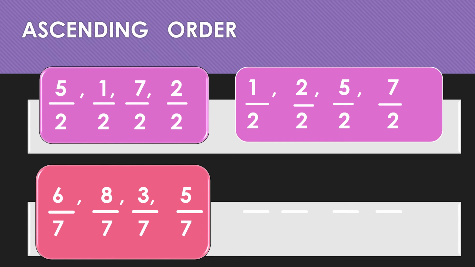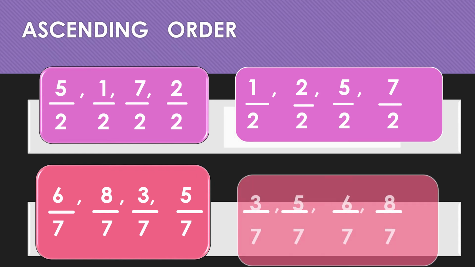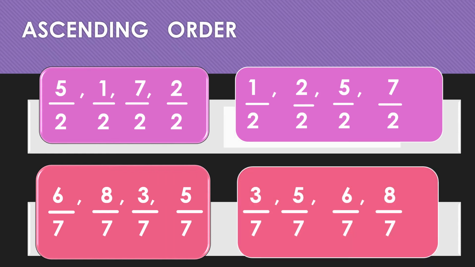Look at the second example, which is 6/7, 8/7, 3/7 and 5/7. Since the denominators are same, which is 7, we simply order the fractions by comparing the numerator. So we order the numerators in ascending order, that is 3 followed by 5 followed by 6 and then 8. So the order would be 3/7, 5/7, 6/7 and 8/7.